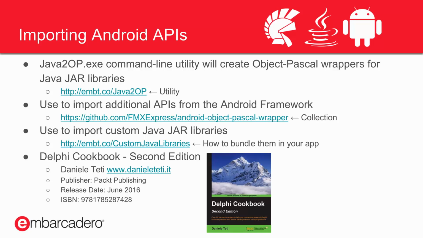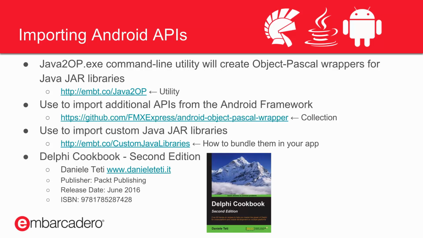Really kind of cool, fairly easy to use, I think. You just point it at the Java jar file, give it the name of the unit you want to create, and it creates it for you. There's the documentation for it there, embt.co/java2op, and it will explain how to use it, and you can go from there.